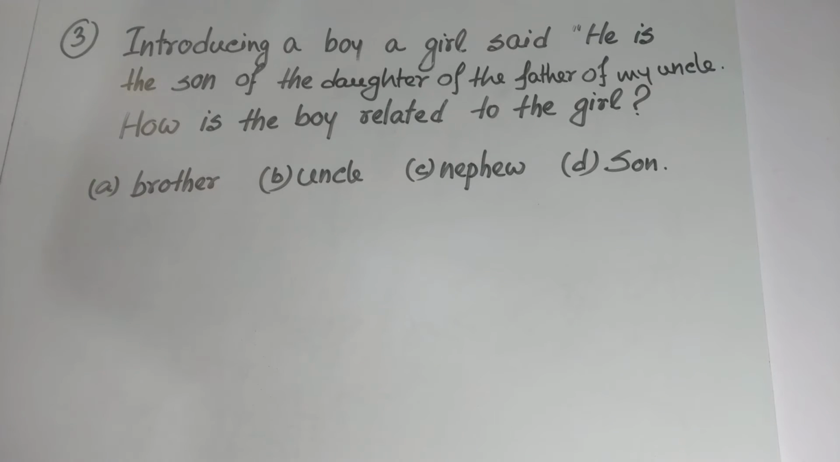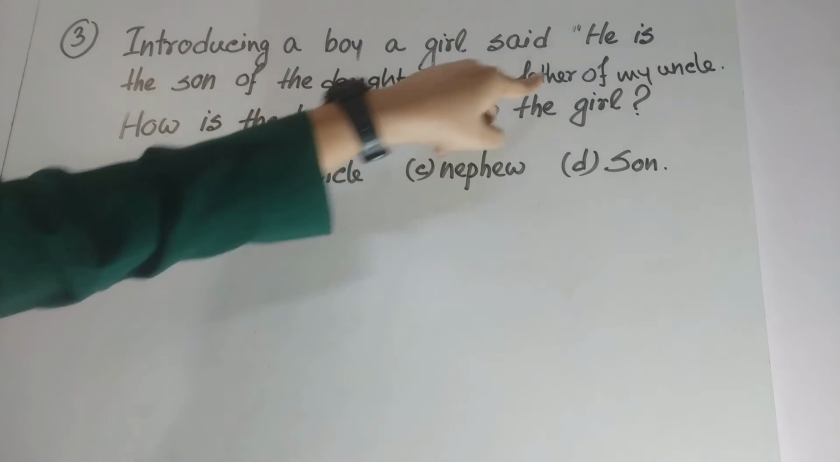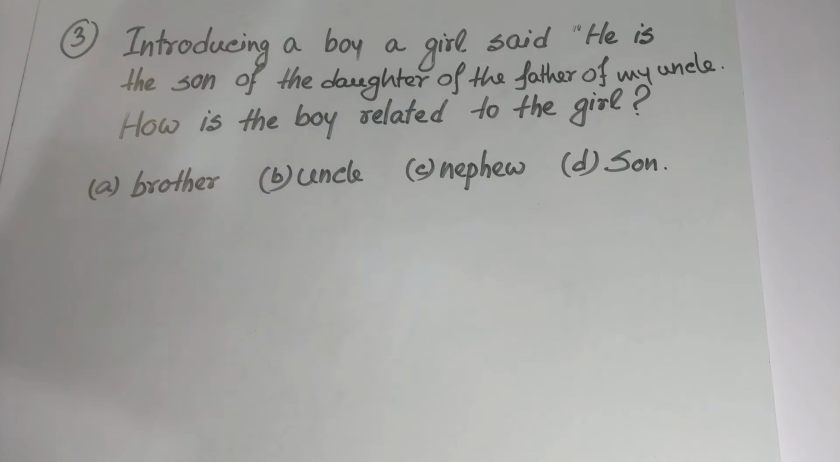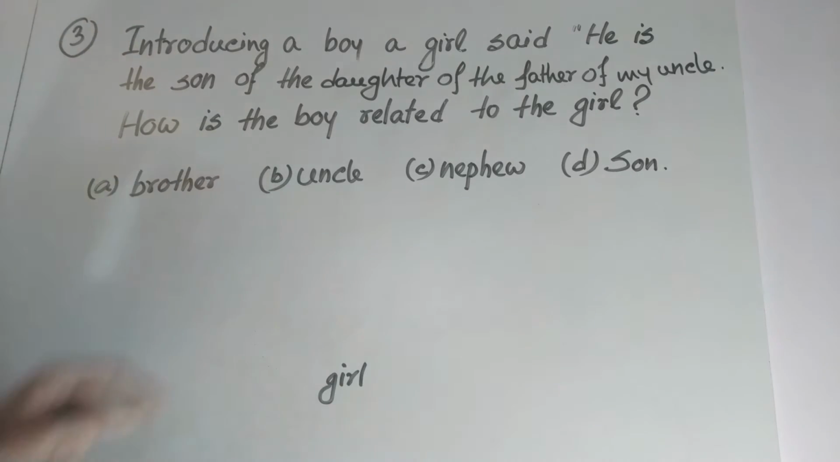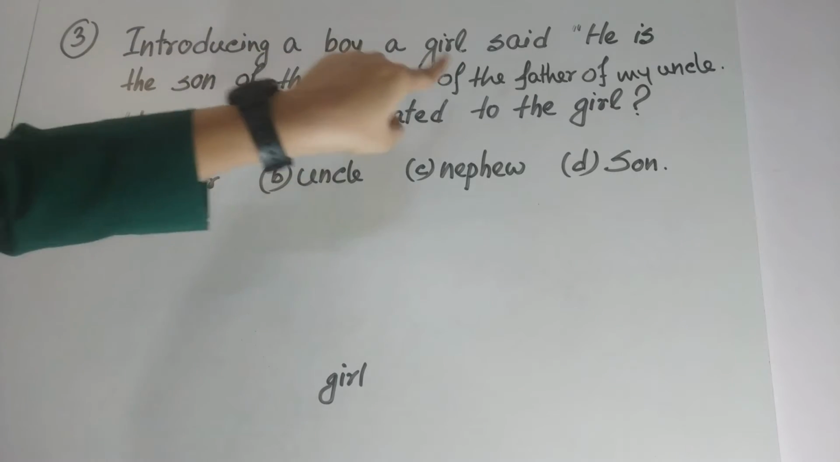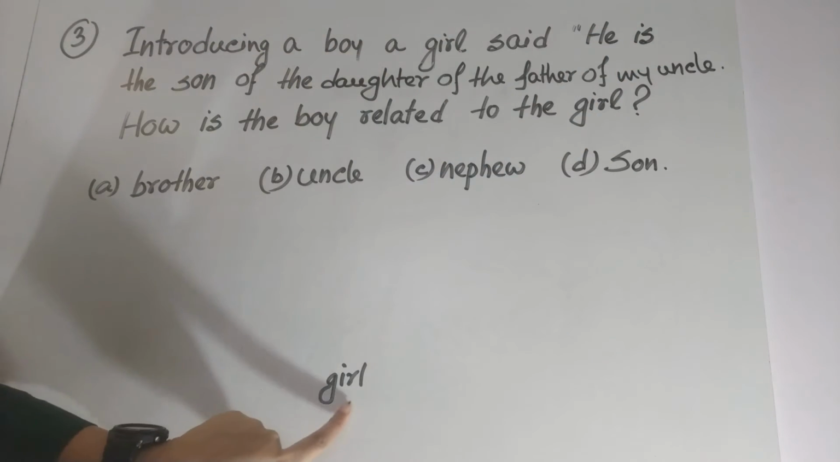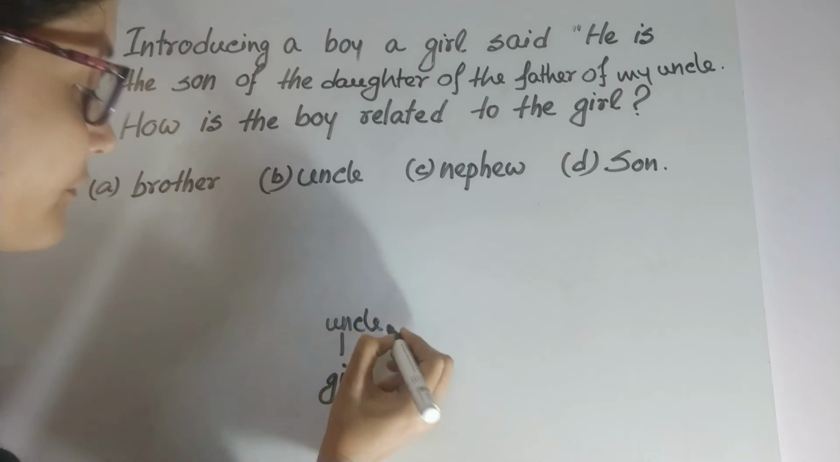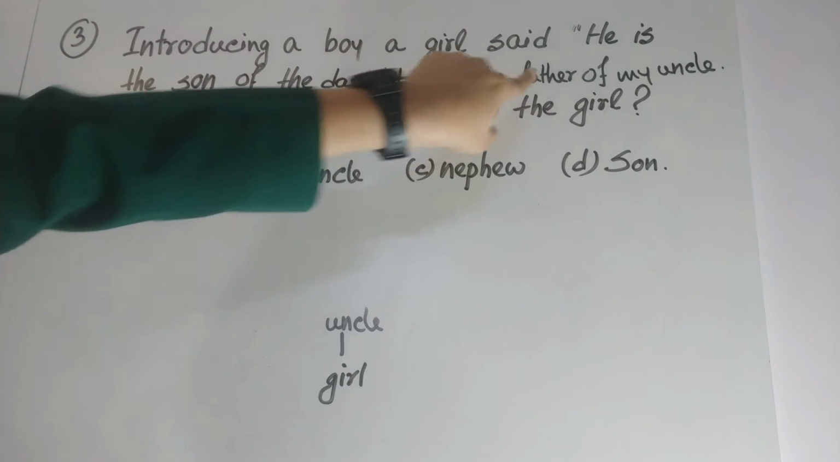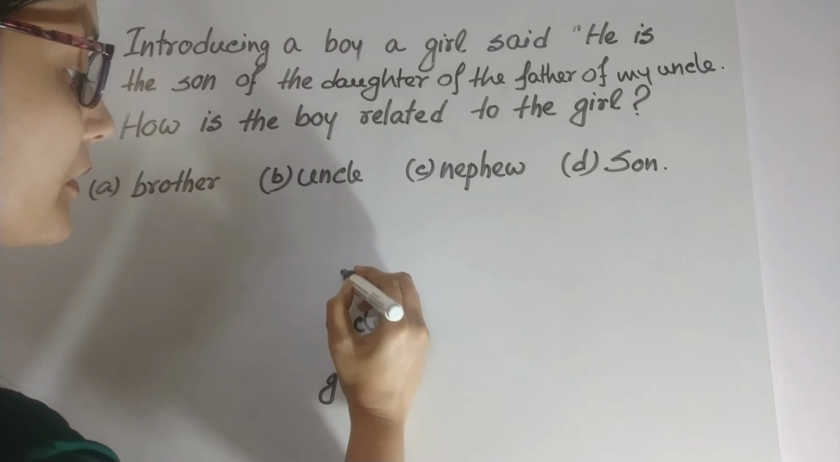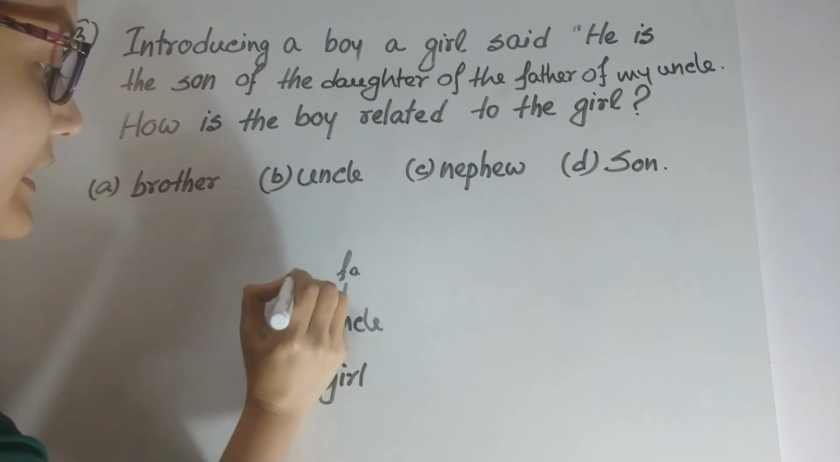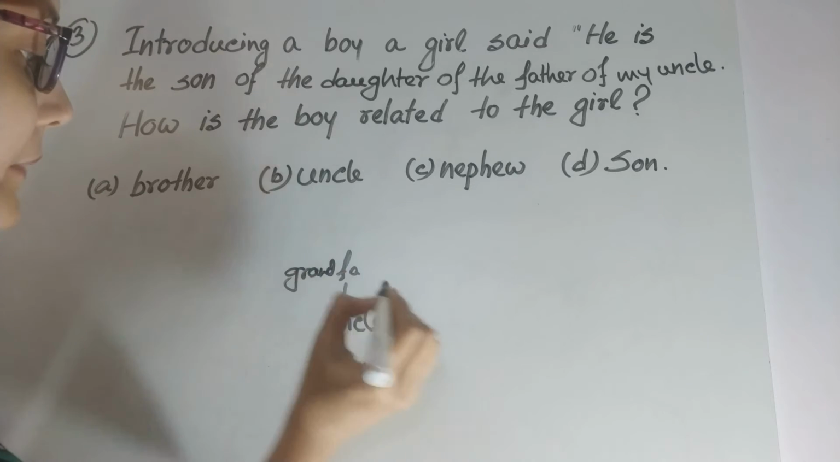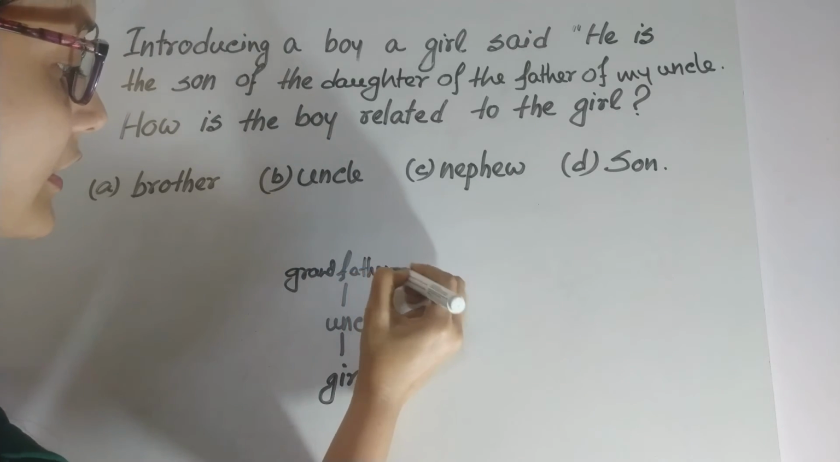Introducing a boy, a girl said, he is the son of the daughter of the father of my uncle. How is the boy related to the girl? Now here the girl said, he is the son of the daughter of the father of my uncle. That means girl's uncle belongs to the previous generation. Father of my uncle means the girl's grandfather. He belongs to one generation earlier.